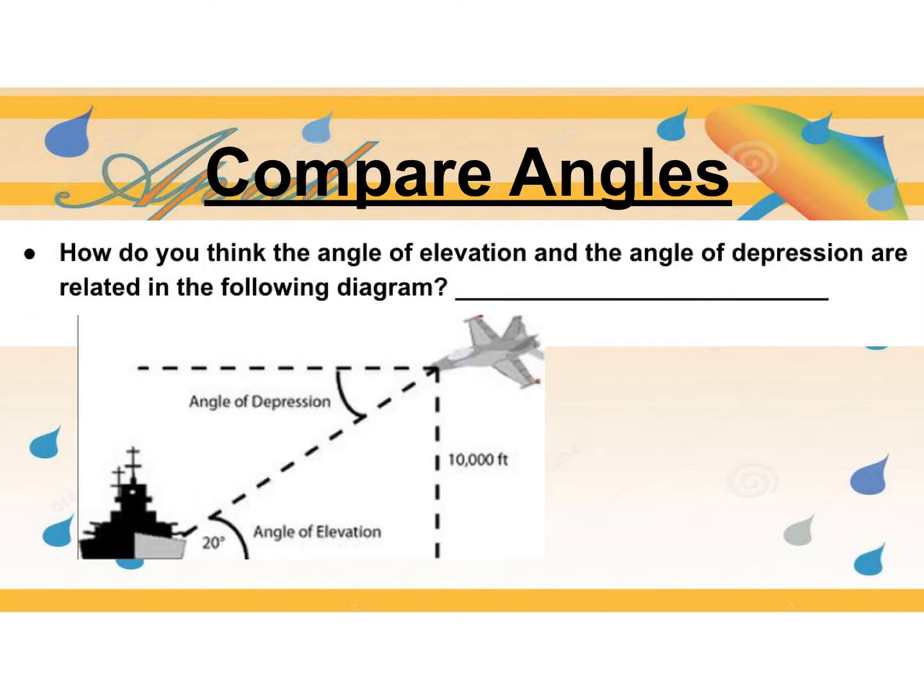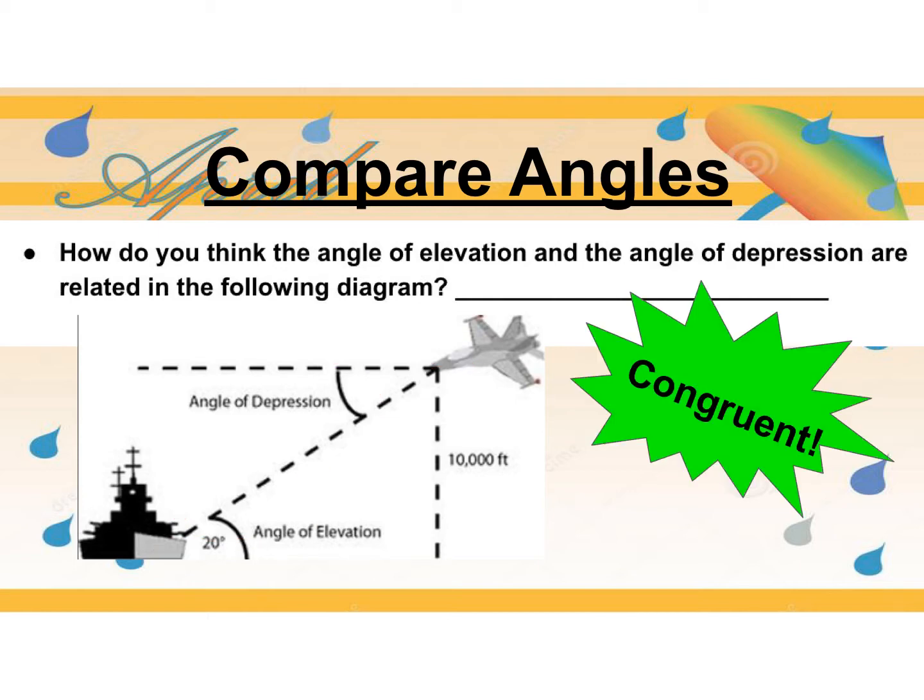So how do you think the angle of elevation and the angle of depression are related in the following diagram? If I'm a person up in the plane and my eyes go straight out and then they look down, here's the angle of depression. If I'm a person on the boat and my eyes look straight out and then I look up, there's my angle of elevation. It turns out that they are congruent. If this is 20 degrees, then this one's going to be 20 degrees.